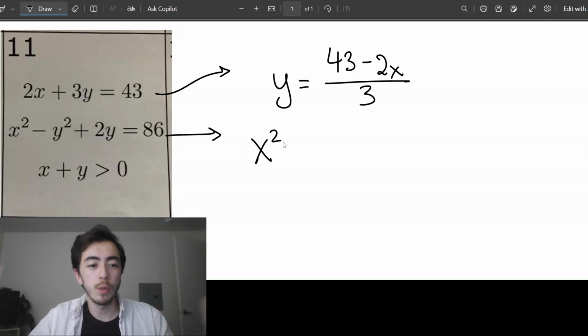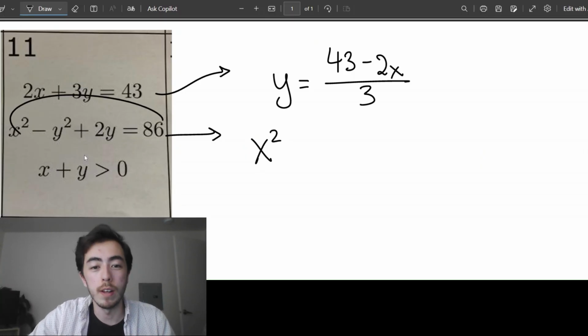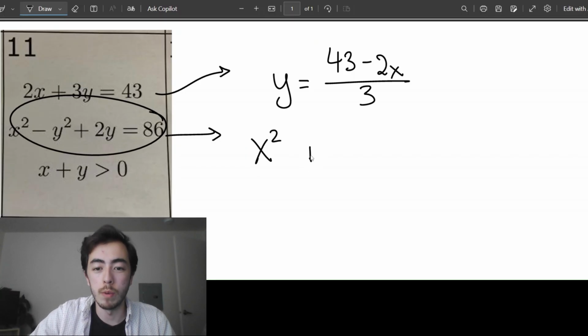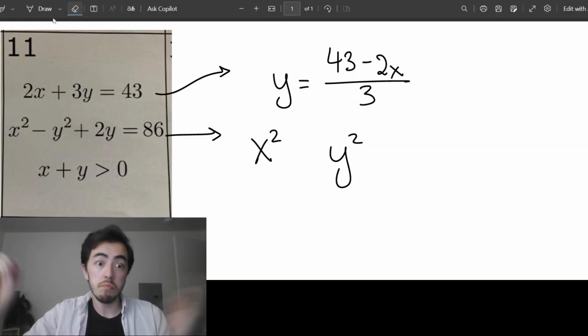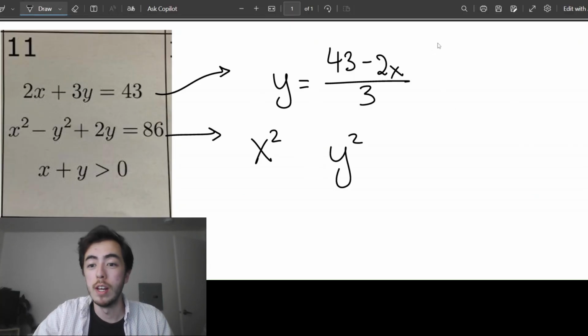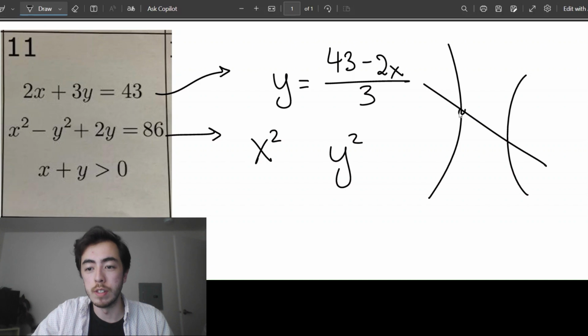Oh, I just realized this is actually a hyperbola. I think I said earlier that circles have a plus between the x squared and the y squared, and hyperbolas have a minus sign. So never mind, we have a hyperbola. It probably still has two solutions, and then we're going to pick one of them based on that third condition.